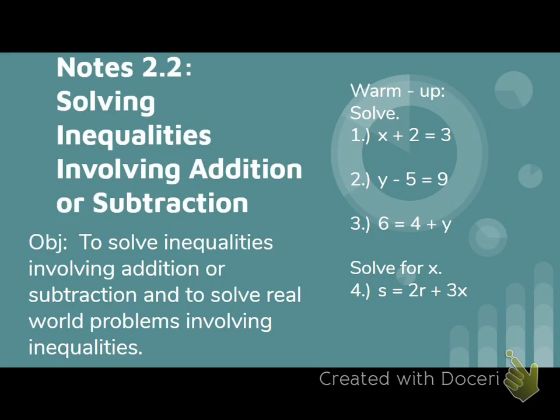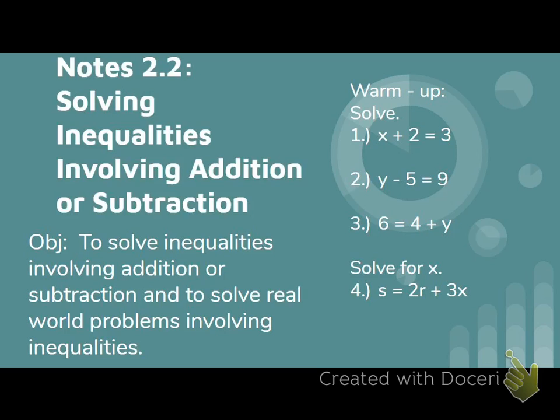All right, today we are doing section 2.2. We are solving inequalities involving addition or subtraction. So that is our objective, to solve inequalities involving addition or subtraction and solve real-world problems involving inequalities.